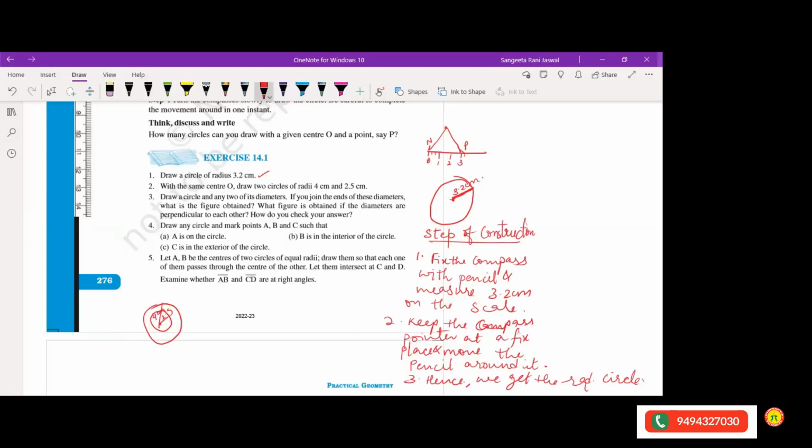Ma'am, can you tell me what to do? You have to make two circles like this with the same center. See this, I have just done here. First make one circle, the inner circle with radius 2.5. Then with the same center, measure 4 centimeter on your compass and make another circle of 4 centimeters. Do it.